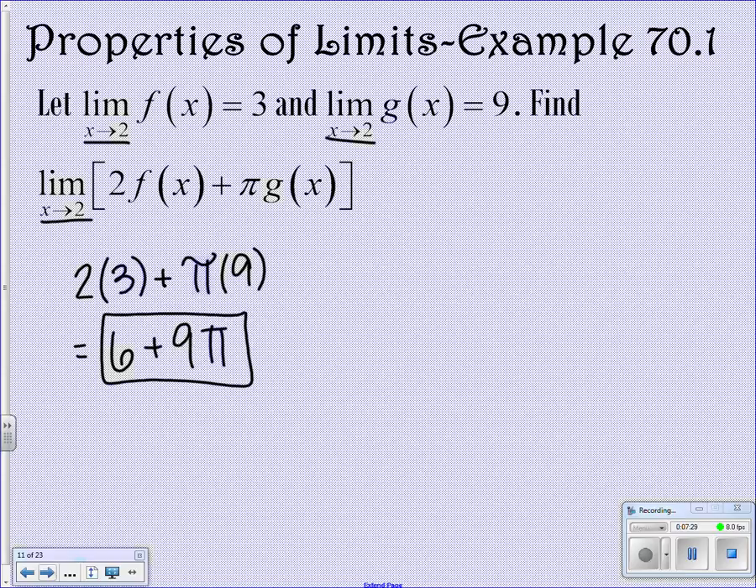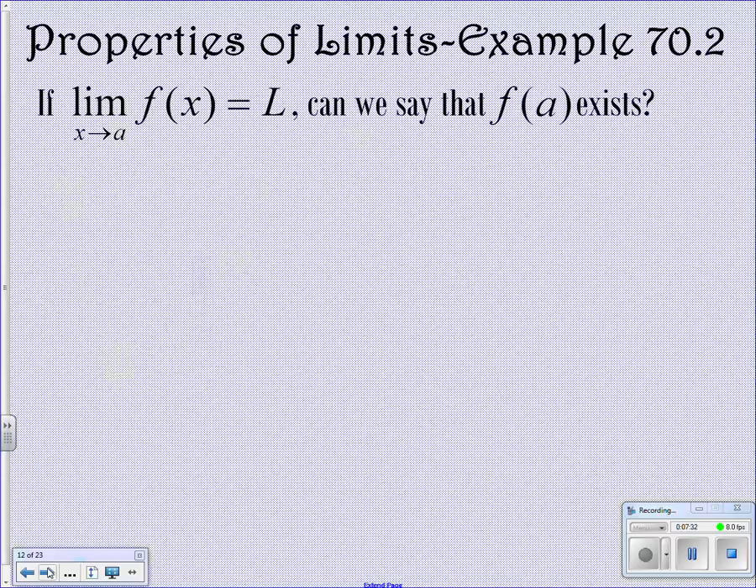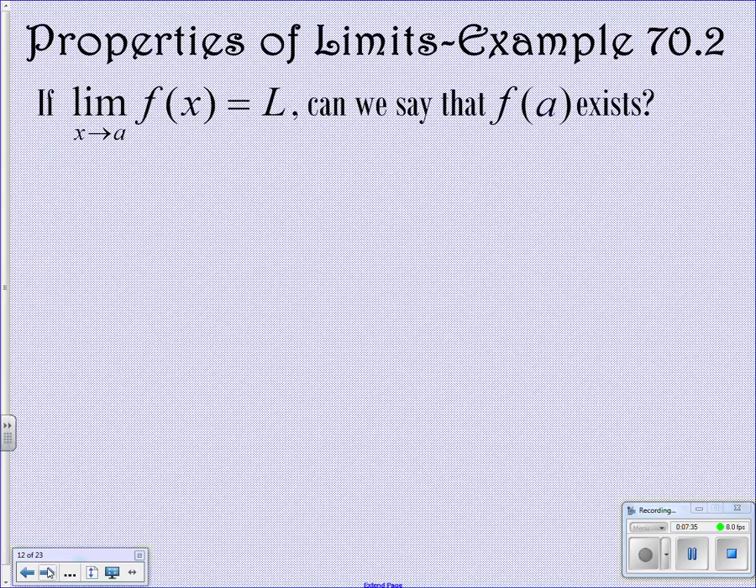Okay, looking at the next example. If the limit as x approaches a of our function equals L, can we say that f of a exists? They really like to ask this type of question on the AP exam. And you're going to have to think about all of the conceptual concepts to be able to answer it correctly. So just because the limit exists does not mean that the function at that a value actually exists. So just because they tell us that the limit exists, that does not imply that f of a exists.